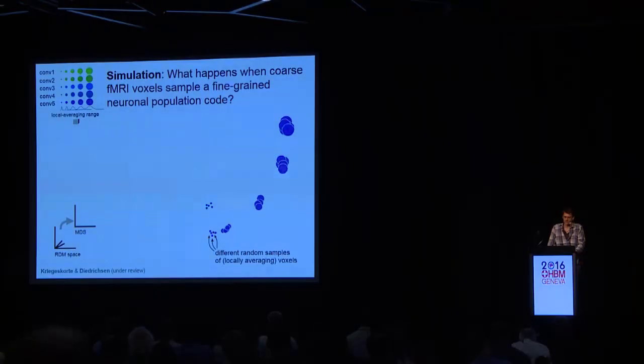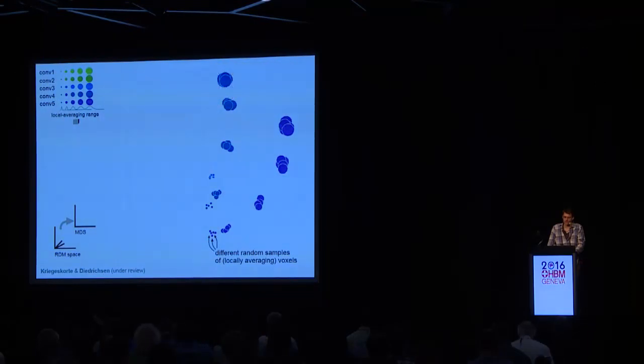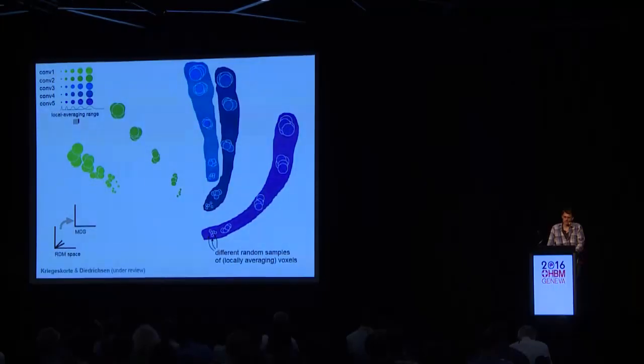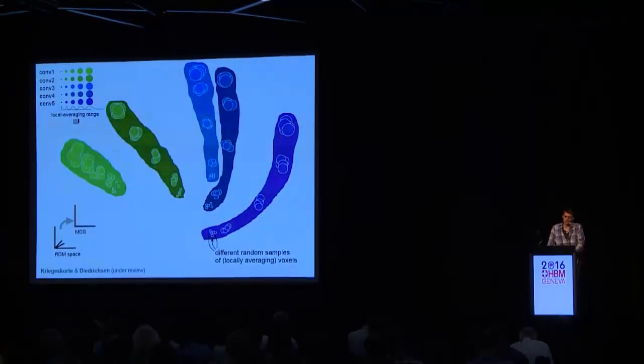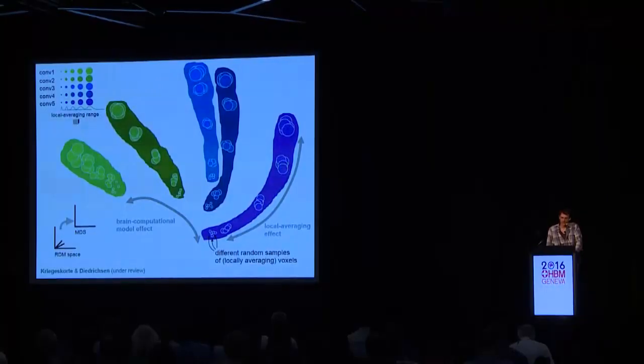Here, I started with convolutional layer 5. Here's the same for convolutional layer 4 and for convolutional layer 3. And here's 2 and 1. So we get these separate subregions in RDM space corresponding to the different brain computational models, and each of them is elongated along dimensions that reflect the parameters of the measurement. In this case, that's just the local averaging range. So you have these two effects determining these RDMs.